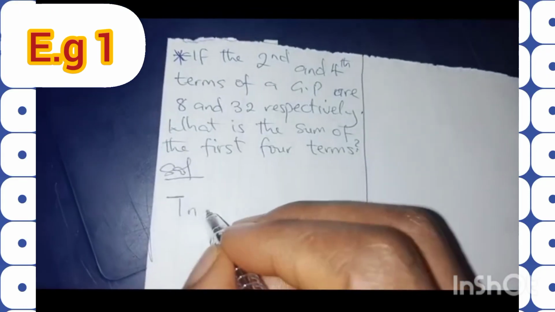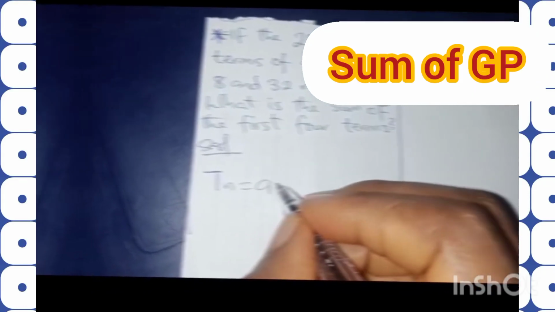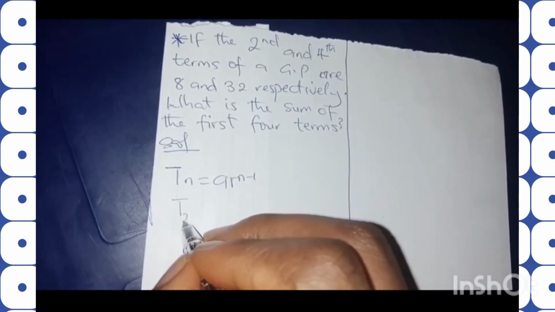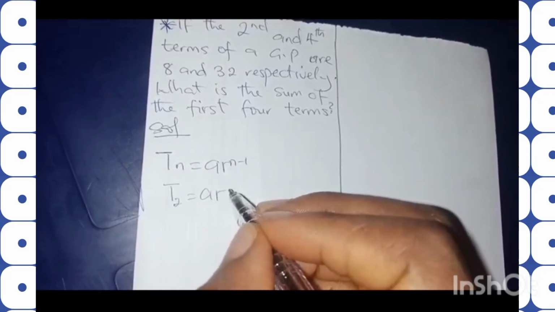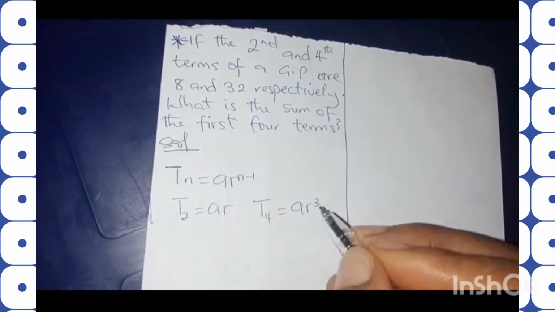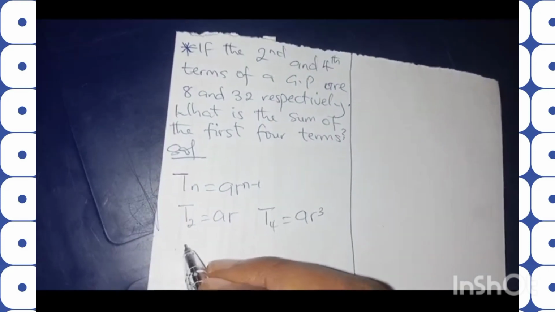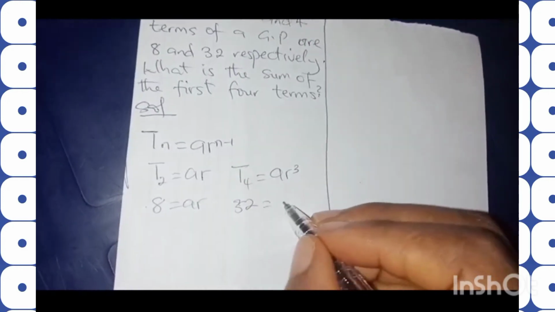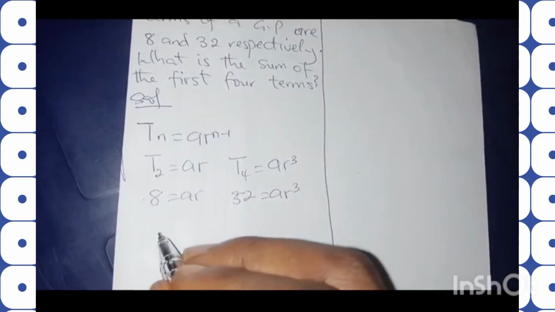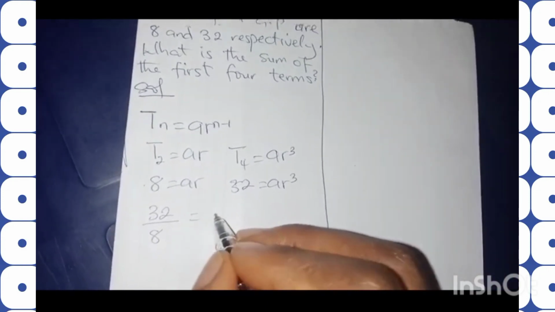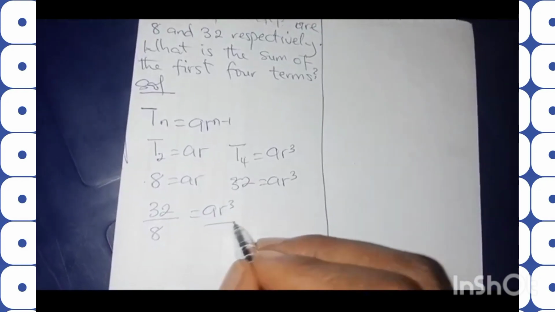Still on sum of geometric progression, we'll be looking at this example for this video. If the second and fourth terms of a geometric progression are 8 and 32 respectively, what is the sum of the first four terms? Remember our formula, we'll have to get two items, which are the common ratio and the first term, to be able to solve with those things given to us.